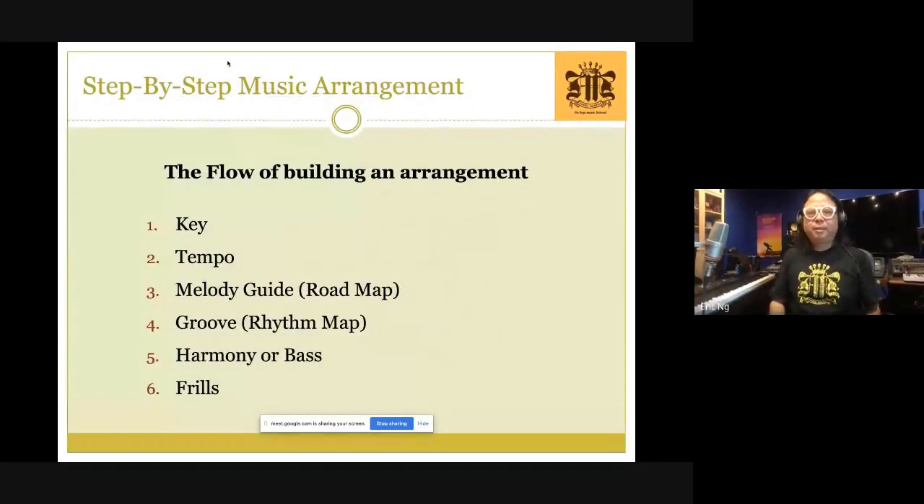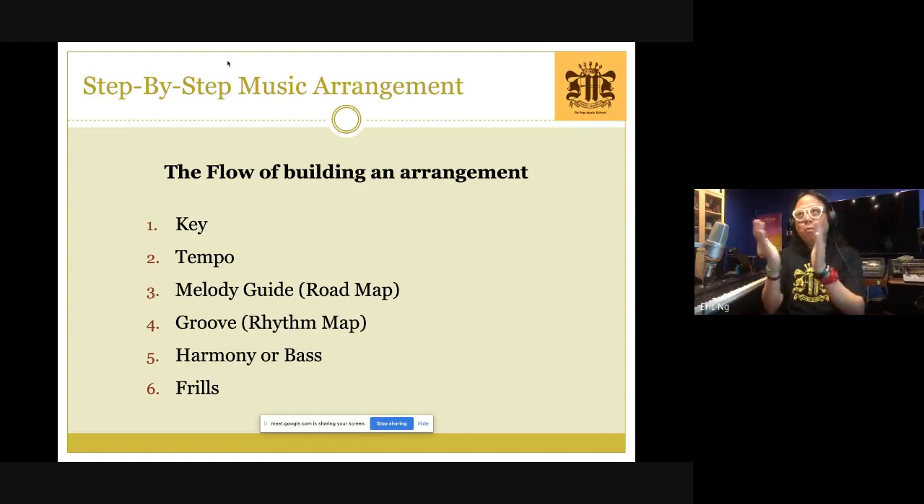So the flow of building an arrangement. Just now I also had this question during the melody composing: what should we do once you've got a song? So the first thing for music arrangement, I'll find a suitable key for the singer to sing in. Then once I know his or her key, I will find a suitable tempo. Then I will program a melody guide, which just now you heard as the flute sound, right?